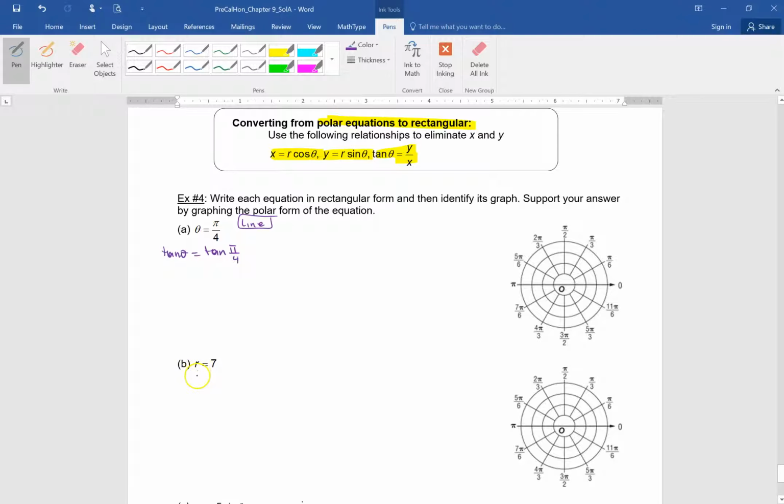Right, so in this case, you have to plug in your x and your y, right? So you have to square the two sides of this. So you get r squared is equal to 49. Well, what's r squared? X squared plus y squared is equal to 49, right? And that's a circle with a radius of 7.